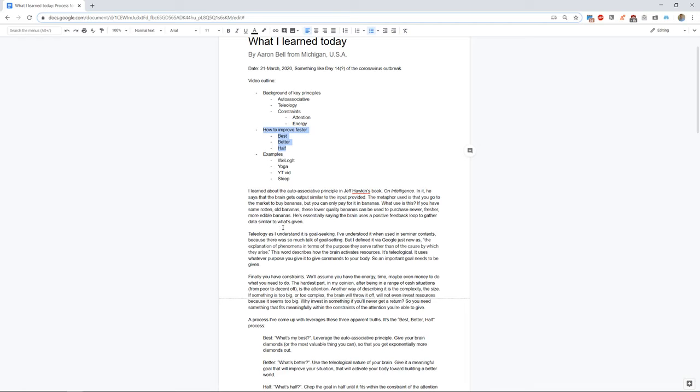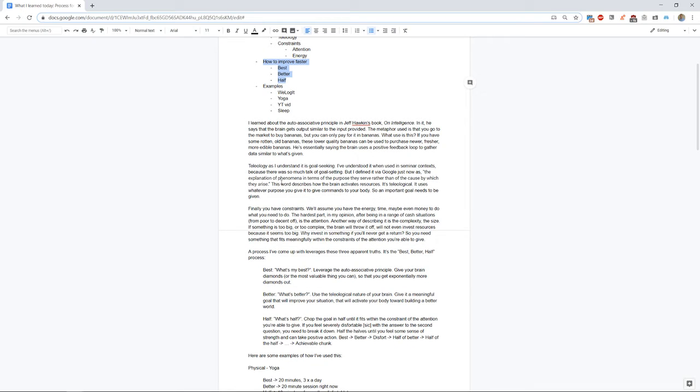Teleology, as I understand it, is goal seeking. I've understood it when used in seminar contexts, especially in NLP seminars, because there was so much talk of goal setting. But I defined it via Google just now as the explanation of phenomena in terms of the purpose they serve, rather than of the cause by which they arise. This word describes how the brain activates resources. It's teleological. It uses whatever purpose you give it to give commands to your body, so an important goal needs to be given.